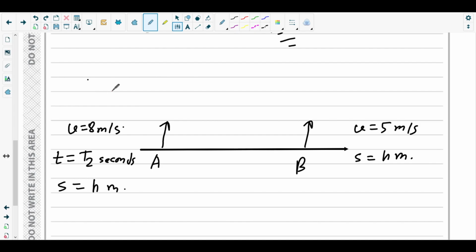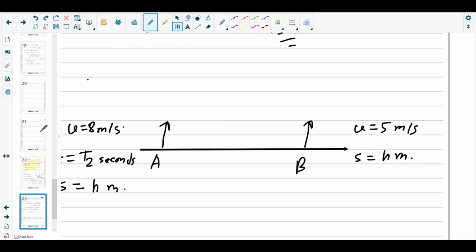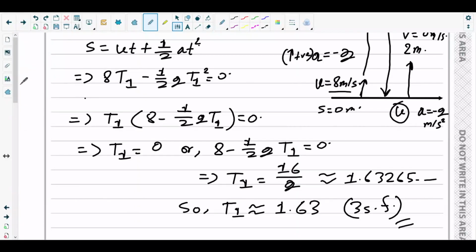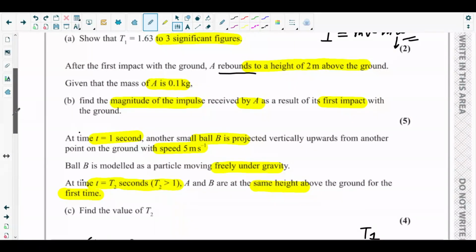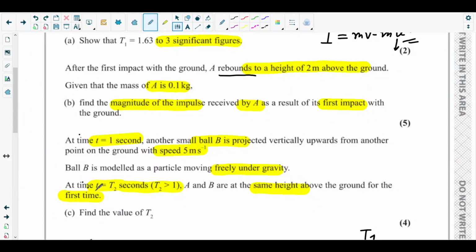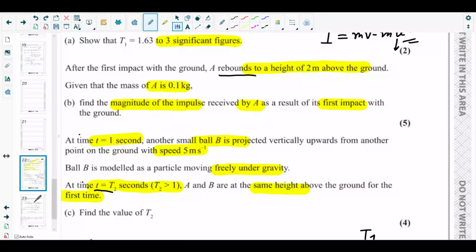Okay, now consider the time. You need to consider t2 seconds. This is for what? Ball A, because t2 starts from 0. At time t equals t2, it starts from 0 to t2, right? So this is for ball A.